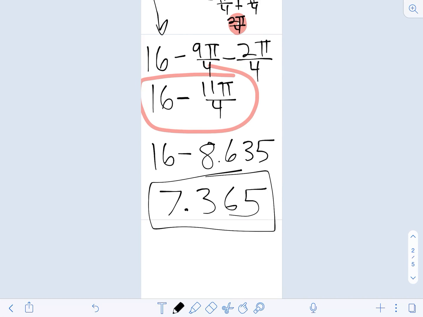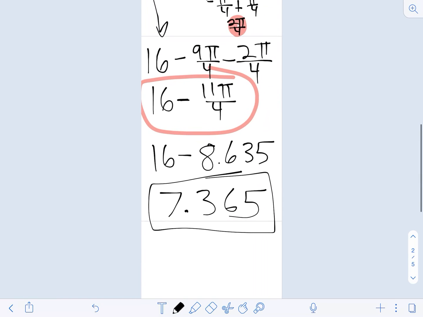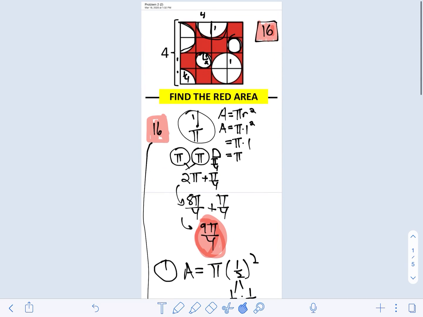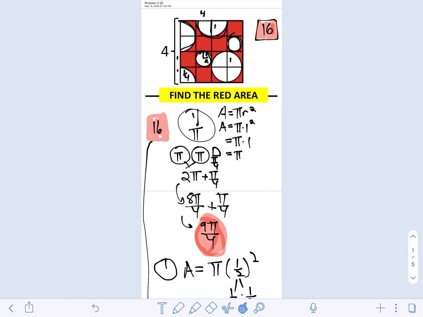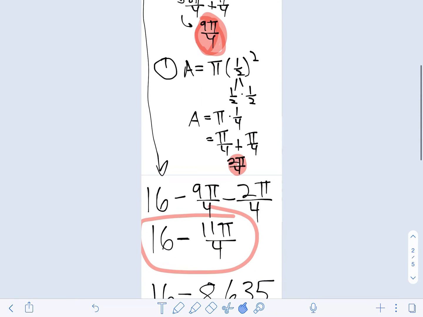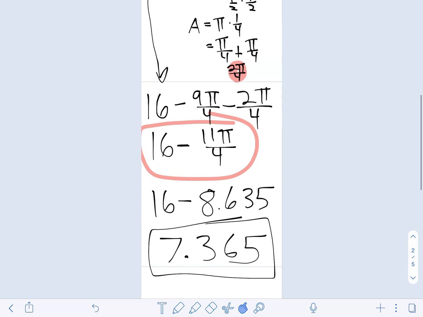And you get the answer, which is 7.365. Oh my gosh, look at all this cool math that you got to do just from one little picture. See, this is why math is awesome. Okay? Good luck.